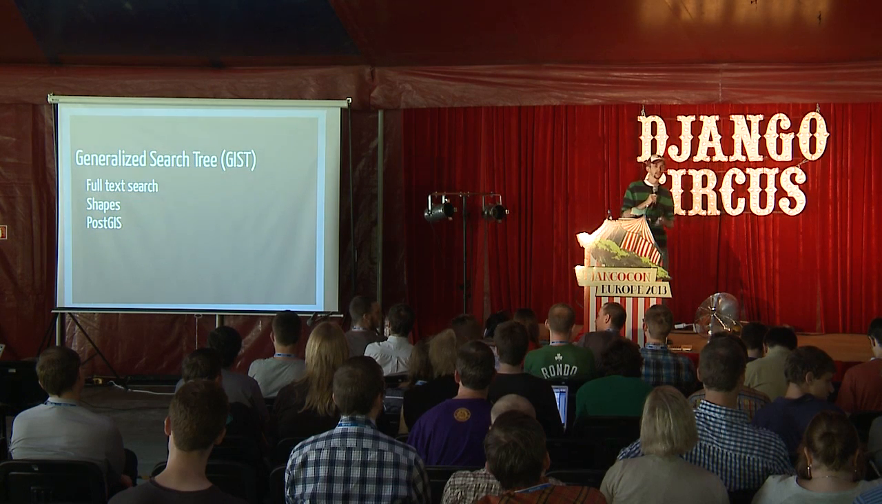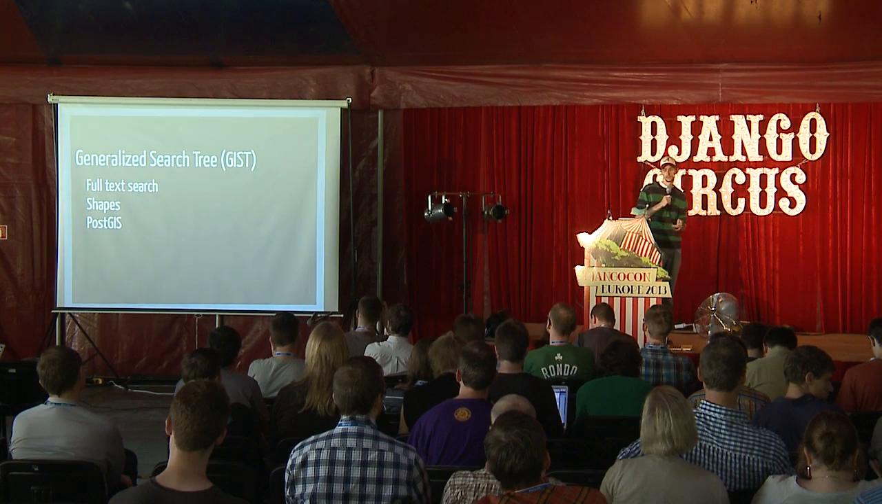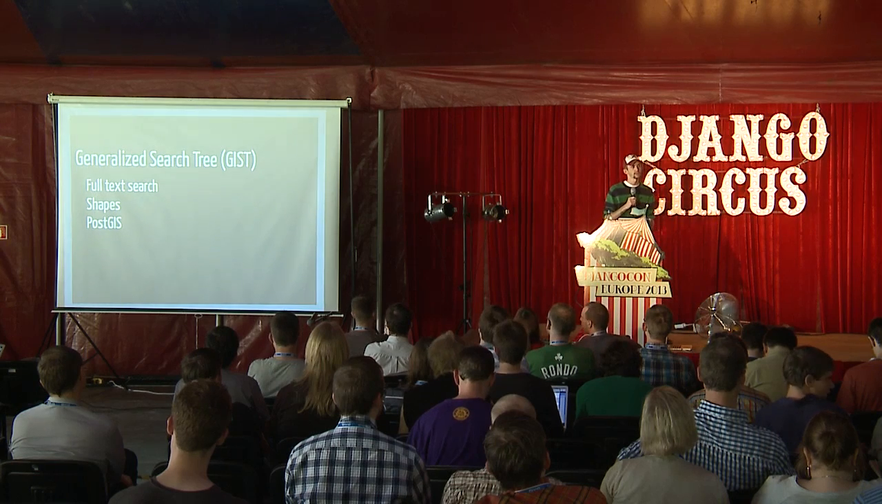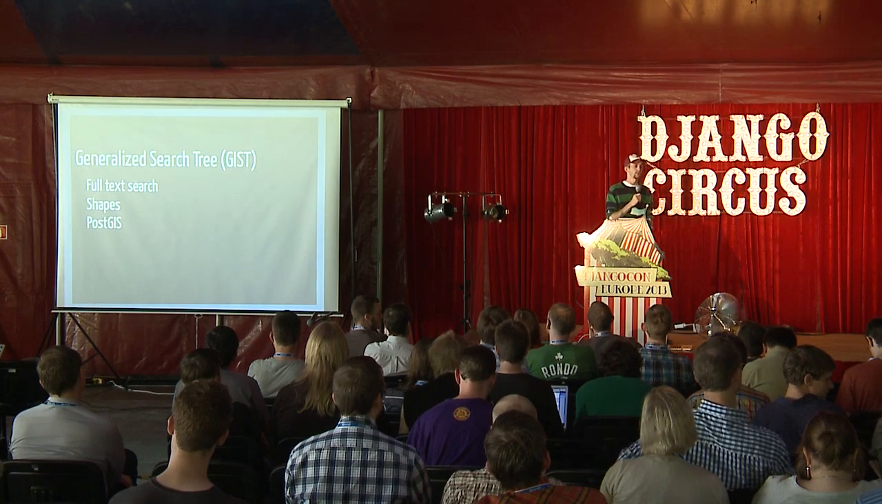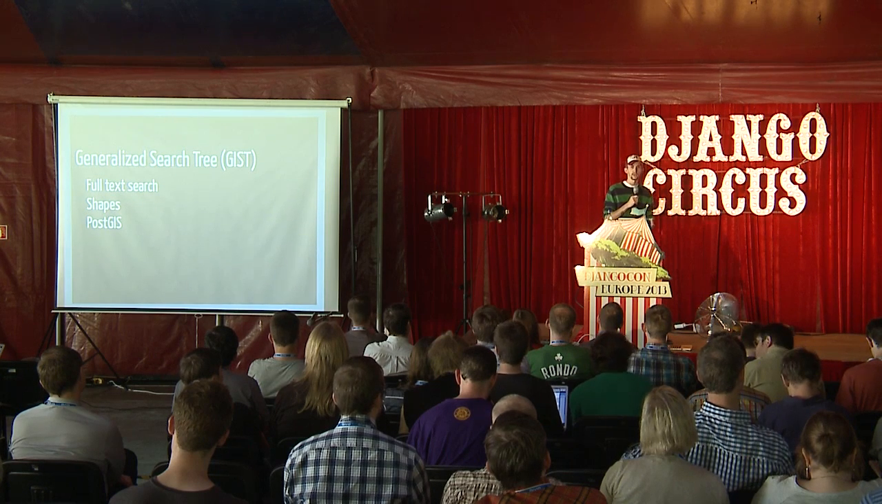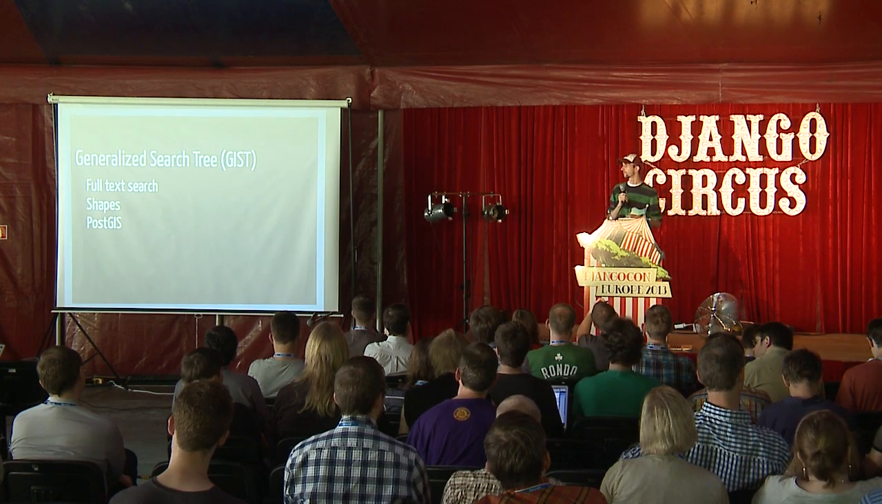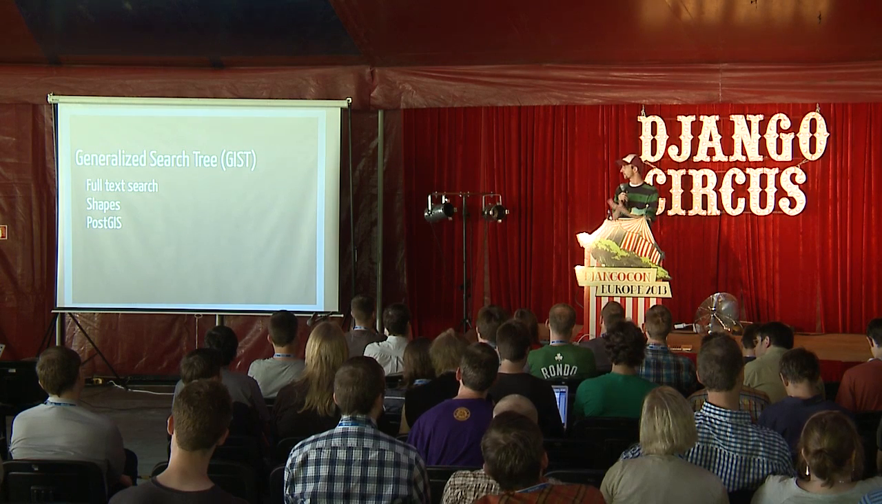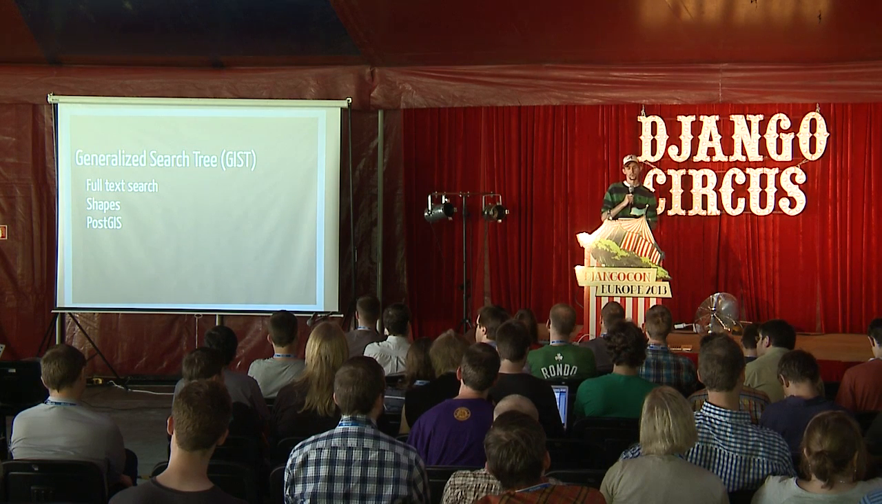For a generalized search tree or a GiST index, full text search, PostGIS, or dealing with shapes are the pretty basic rule of thumbs. There are cases where you can use them with arrays or HStore and they're more efficient, but rule of thumb, if you're using any of these things, these are the kind of indexes you want to be adding.